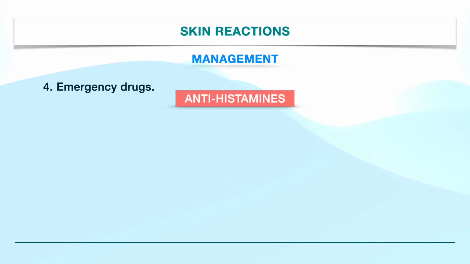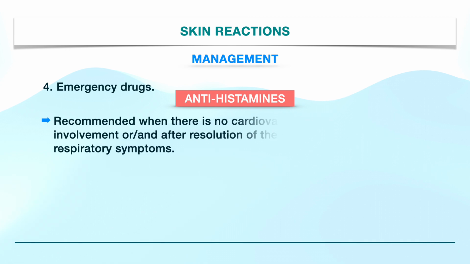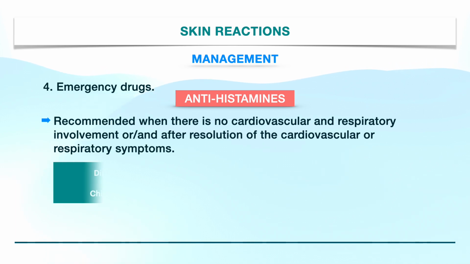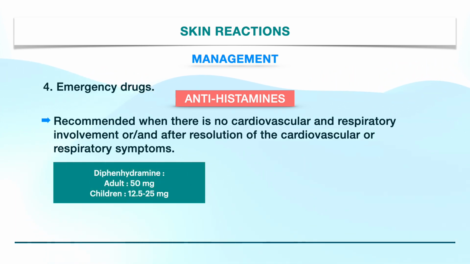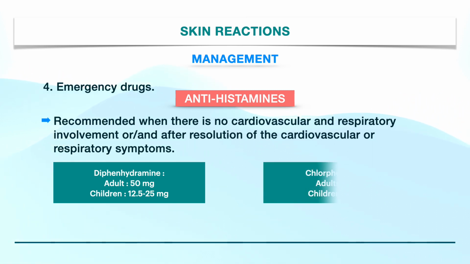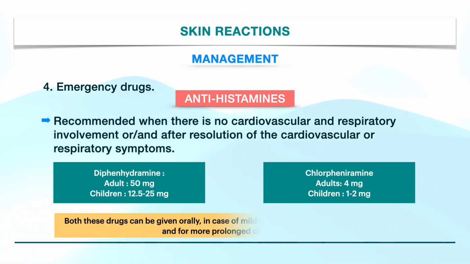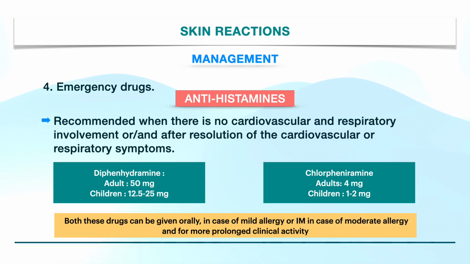Antihistamines like diphenhydramine or chlorpheniramine are recommended when there is no cardiovascular and respiratory involvement or after resolution of cardiovascular or respiratory symptoms. The dose for diphenhydramine is 50 mg for adults and 12.5 to 25 mg for children. Chlorpheniramine is given 4 mg in adults and 1 to 2 mg in children. Both these drugs can be given orally in case of mild allergy or intramuscular in case of moderate allergy and for more prolonged clinical activity.